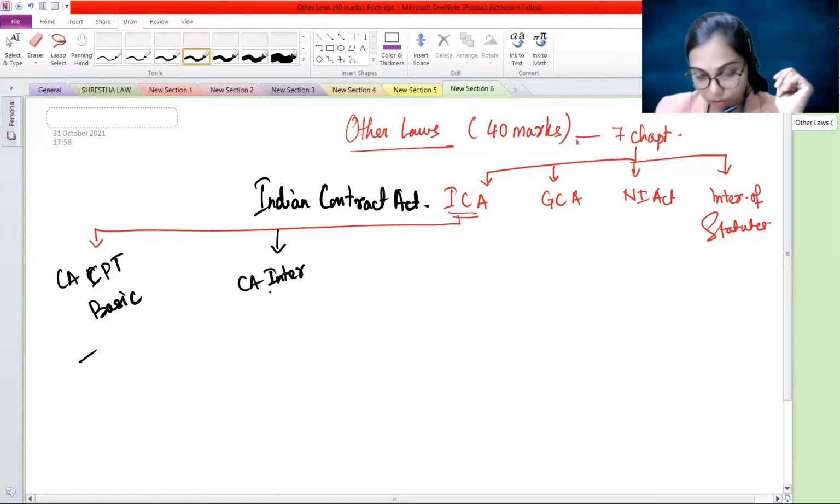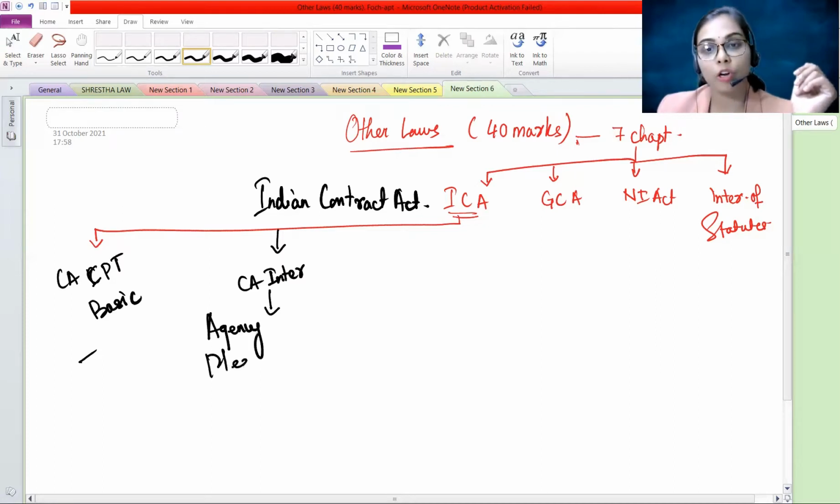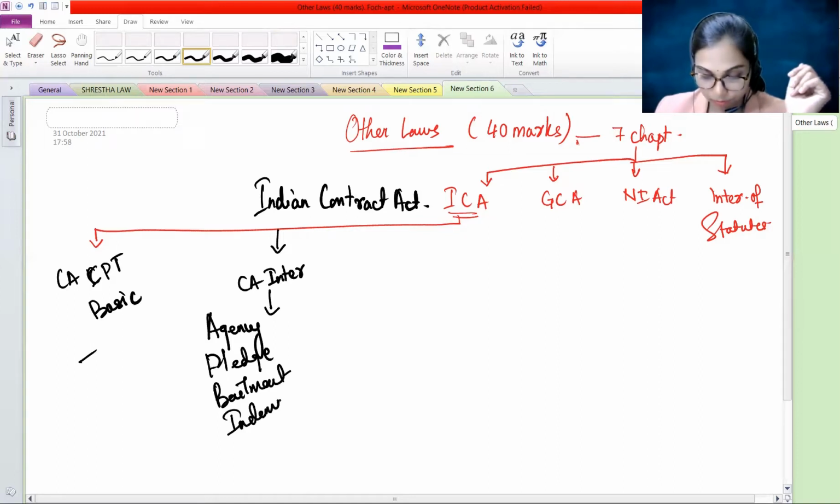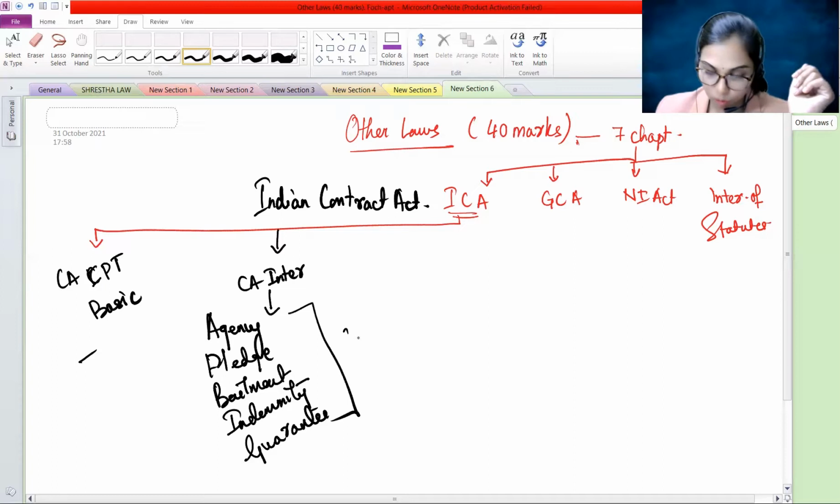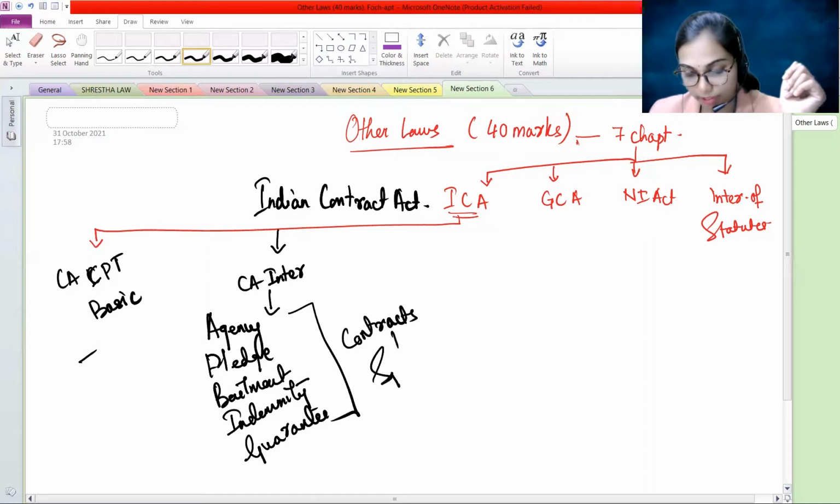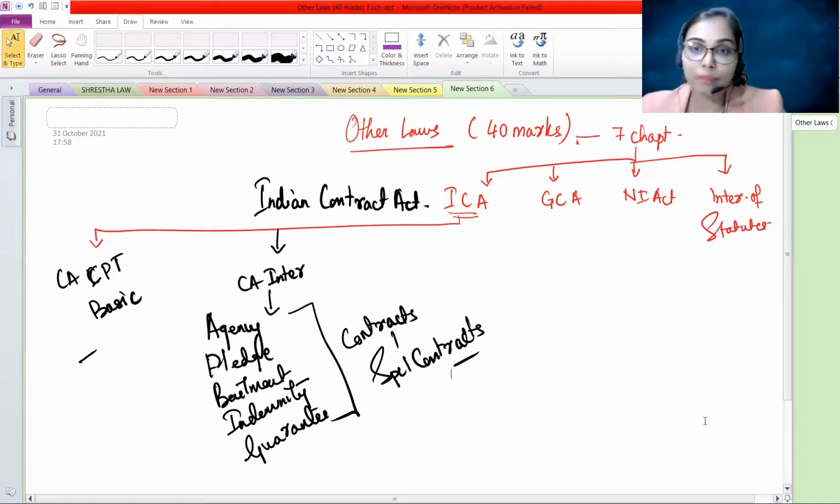In CA Inter, we have the agency contract, pledge contract, then bailment, then the indemnity and guarantee contracts. What are these types of contracts? Boys and girls, these contracts are called special contracts. I hope you have made a note of it.